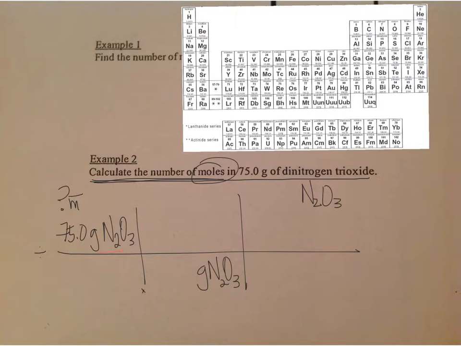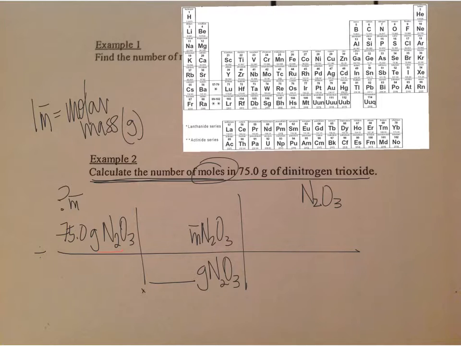So we know that 1 mole of any substance is equal to the molar mass. And the molar mass is in grams. So that means if we have grams down here, we can put moles of N2O3 up here. And we know 1 mole is equal to the molar mass in grams. So we have reached the unit that we are trying to convert to, which is moles. We can cancel grams. And now what we have to do is find the molar mass of N2O3.